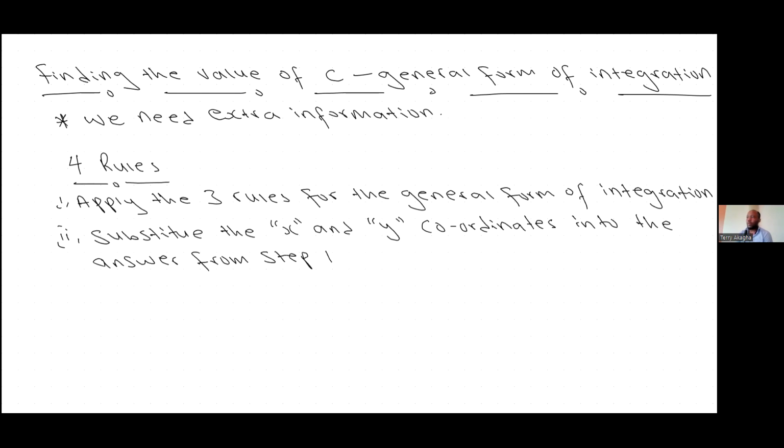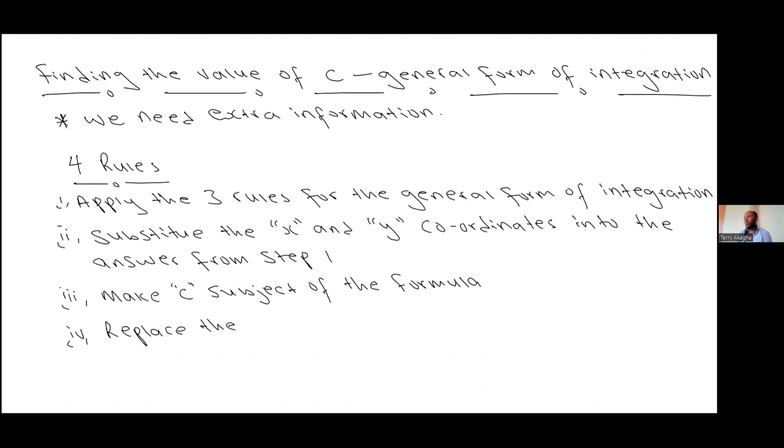Then number 3, when you're done with that, you then make C the subject of the formula. And number 4, we then replace the value of C from step 3 into the answer from step 1.